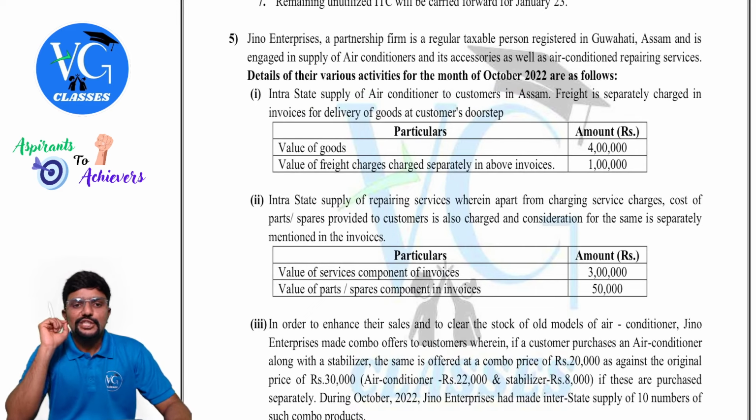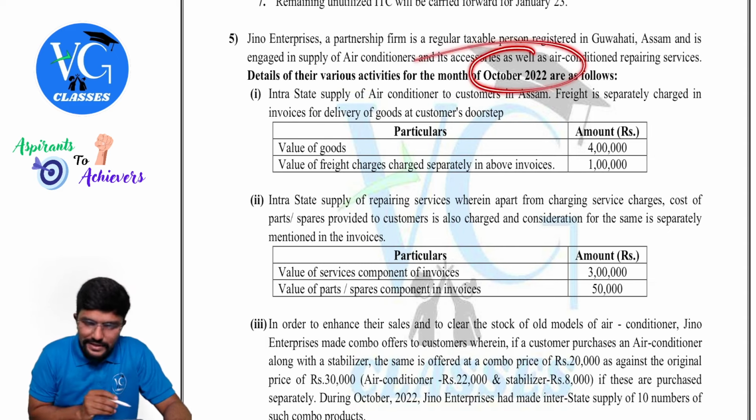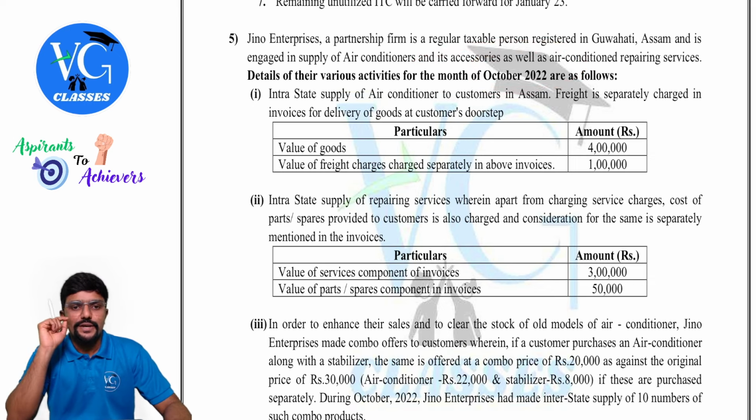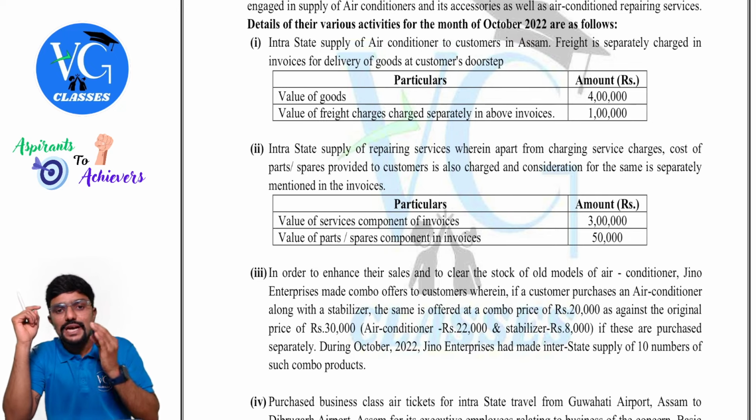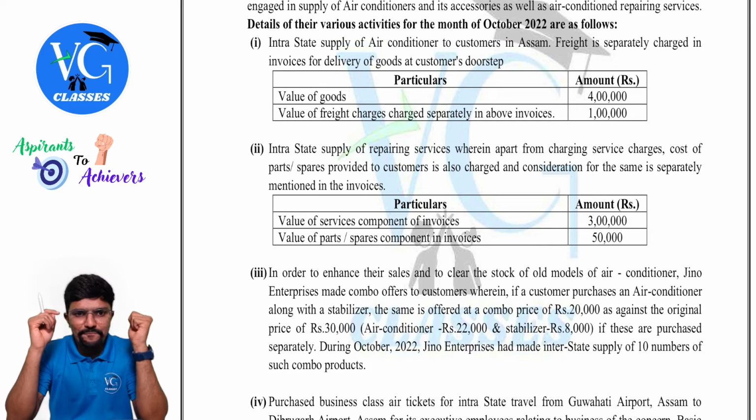Let me read it. Geno Enterprises, a partnership firm, is a regular taxable person registered in Guwahati, Assam, and is engaged in the supply of air conditioners and their accessories, as well as air conditioner repairing services. Details of their various activities for the month of October 2022, the relevant period for us, are as follows. Intra-state supply of air conditioner to customers in Assam, intra, guys. Freight is separately charged in the invoice for delivery of goods at customers' doorsteps. So value of goods 4 lakh plus freight charges charged separately in the above invoice 1 lakh.